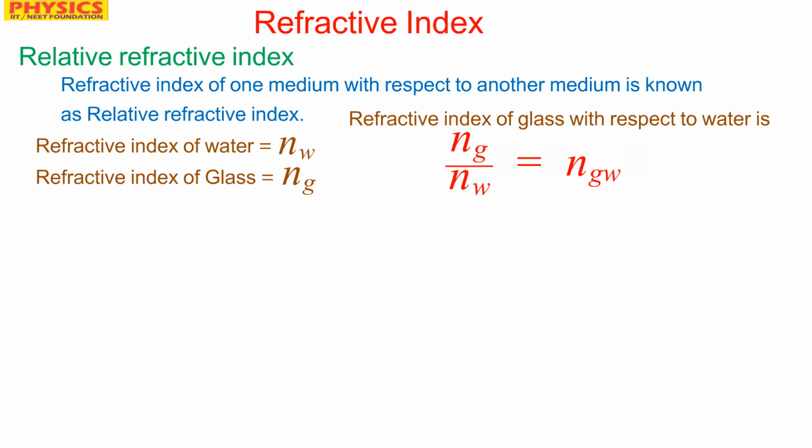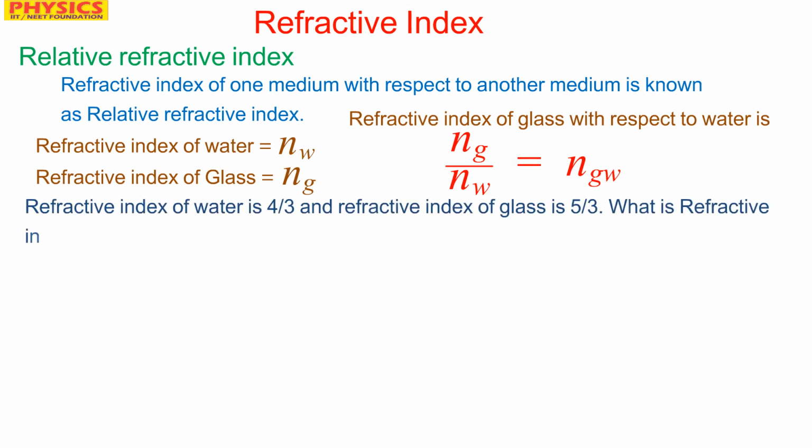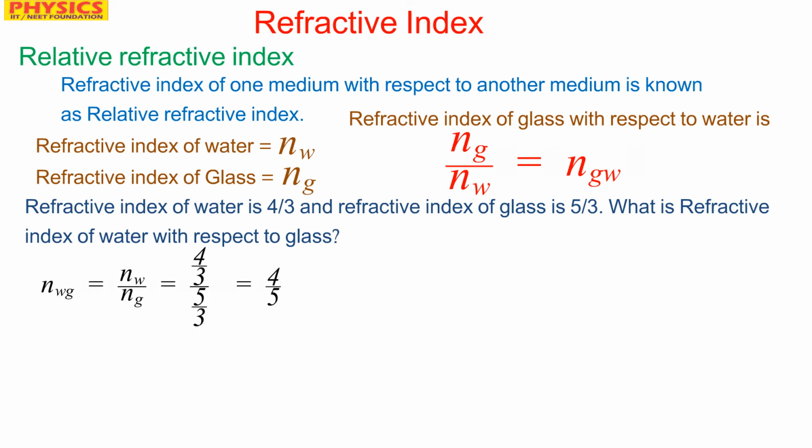The refractive index of water is given as 4 by 3 and the refractive index of glass is given as 5 by 3. And it is asking what is the refractive index of water with respect to glass. So here you can write Nwg is asked, so Nw by Ng is equal to 4 by 5. Clear, sir? Very good. What could be the refractive index of glass with respect to water in the above example? Yes, it is 5 by 4. Simply reciprocal.